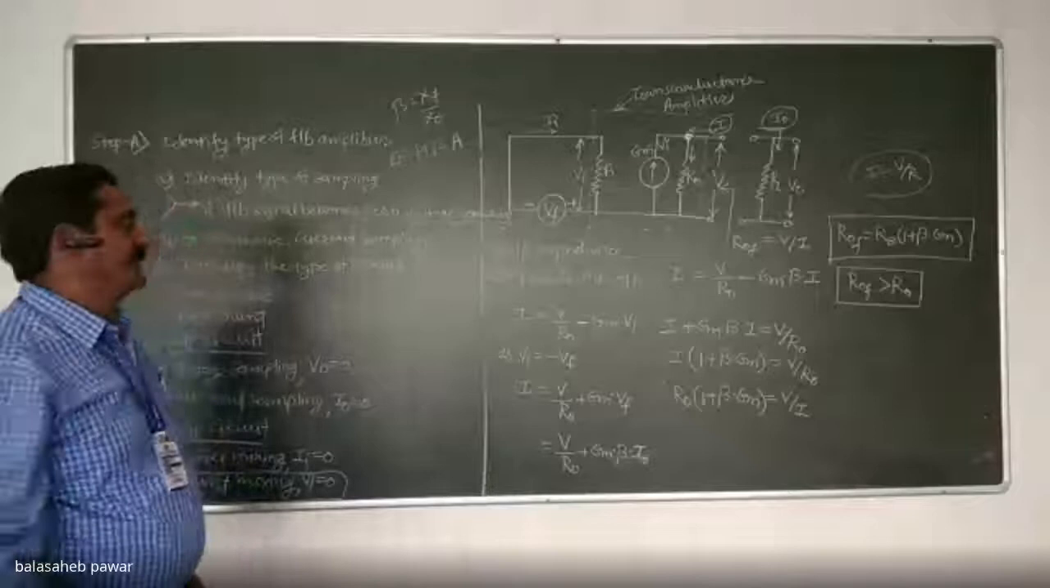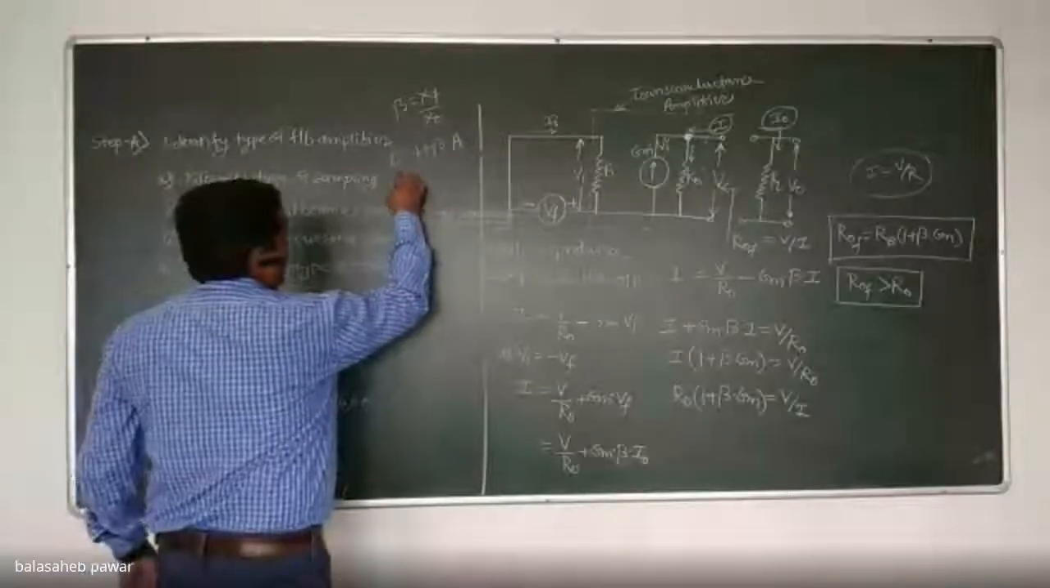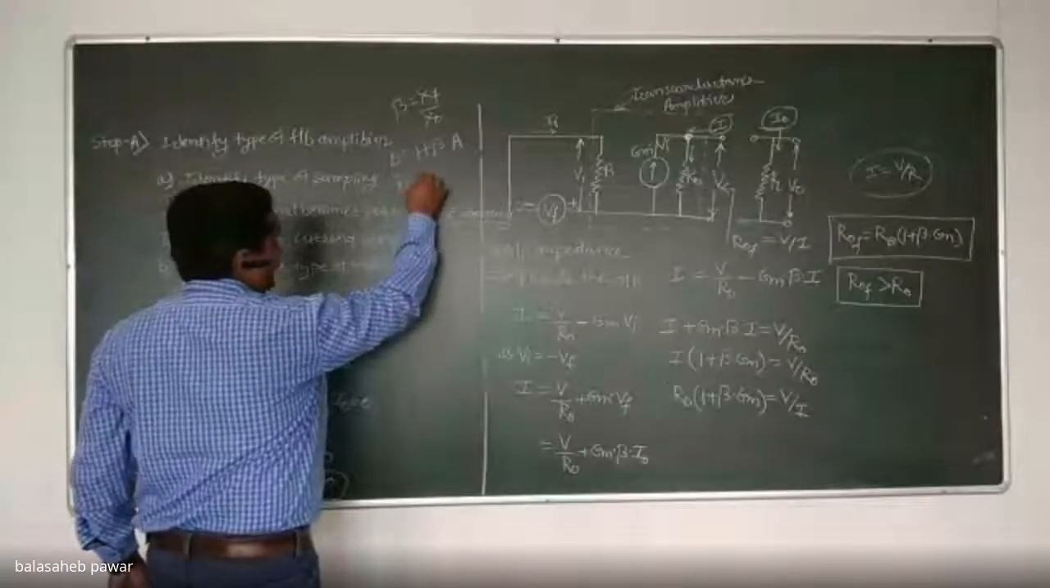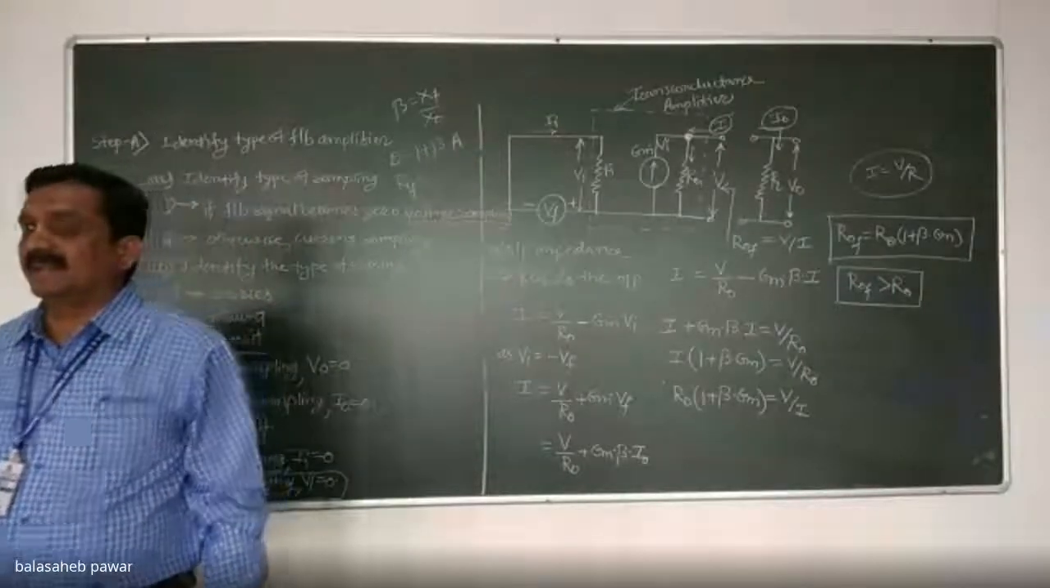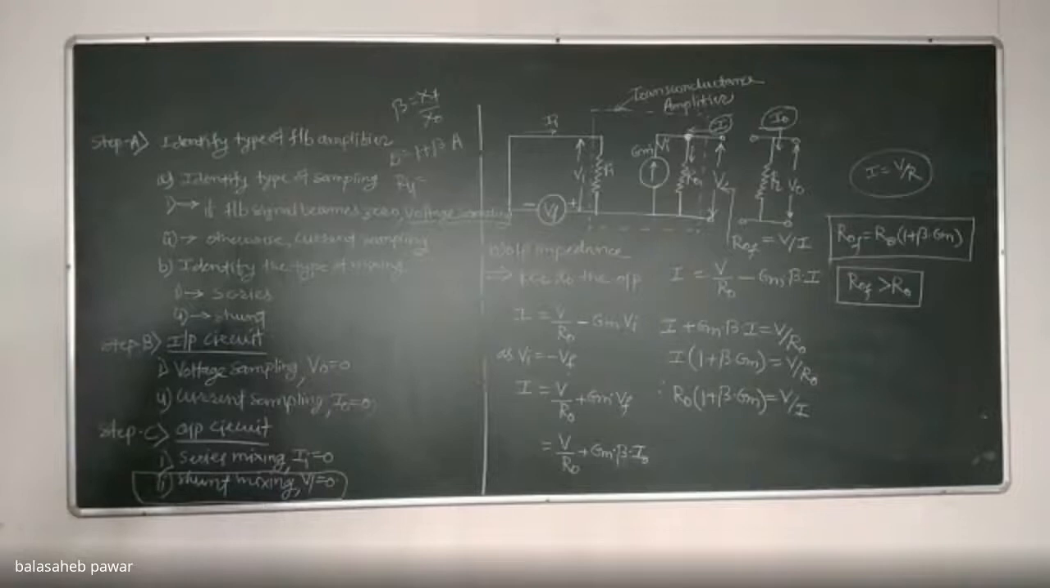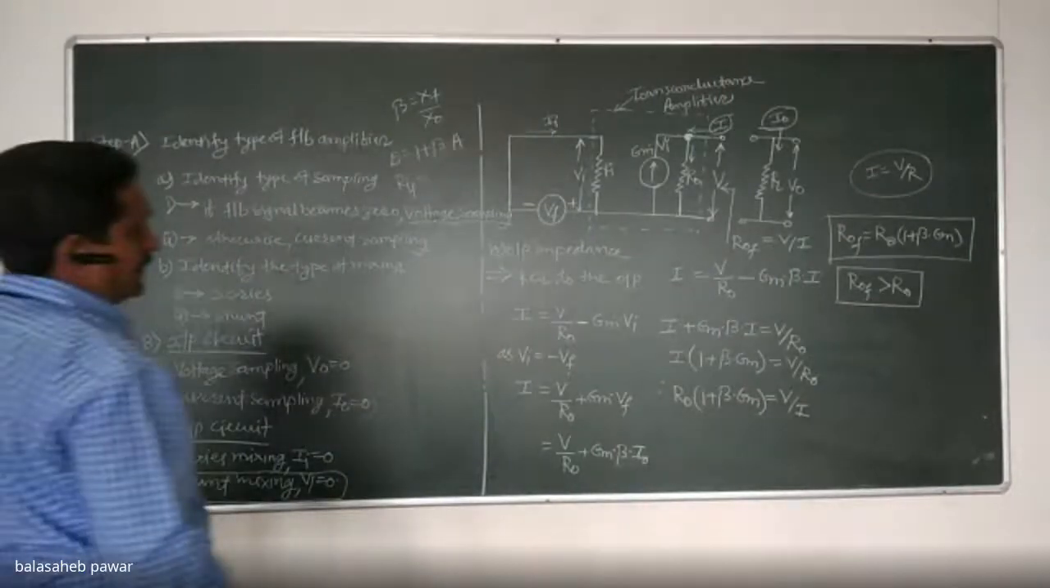You can easily determine RIF, you can easily determine ROF, then gain with feedback, and overall gain, overall input and output impedances. So how to determine it? Whenever we analyze any one given circuit diagram, you will get clarity. So is it okay?